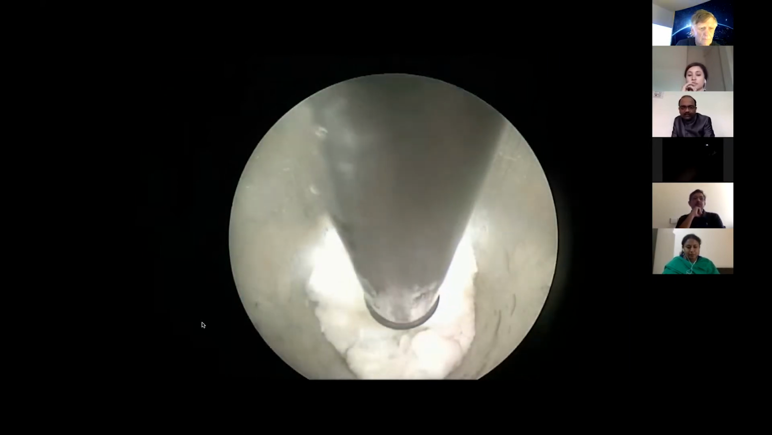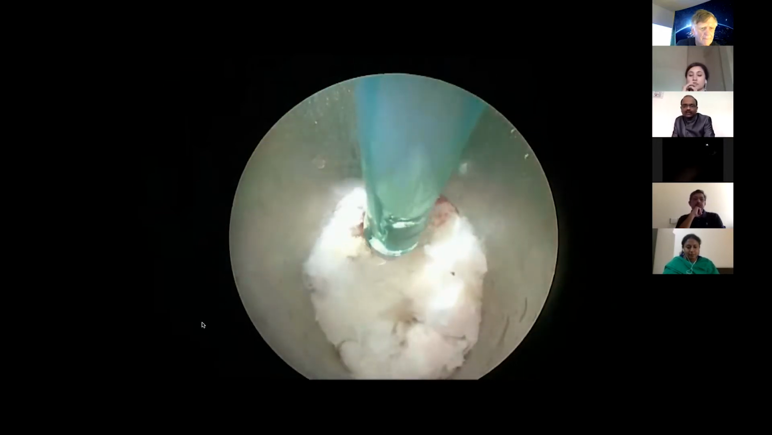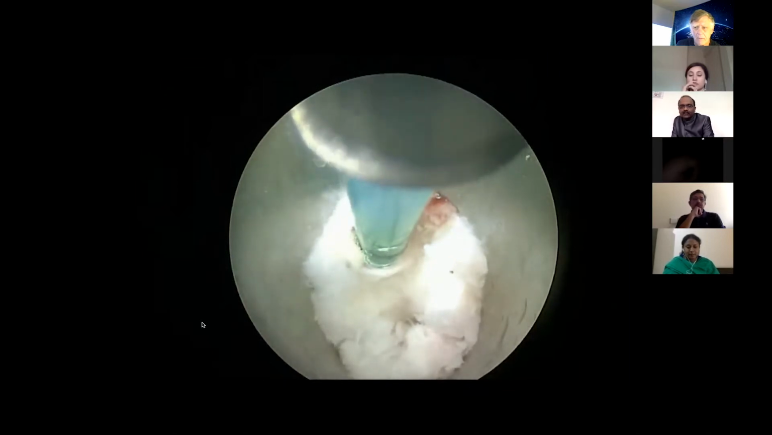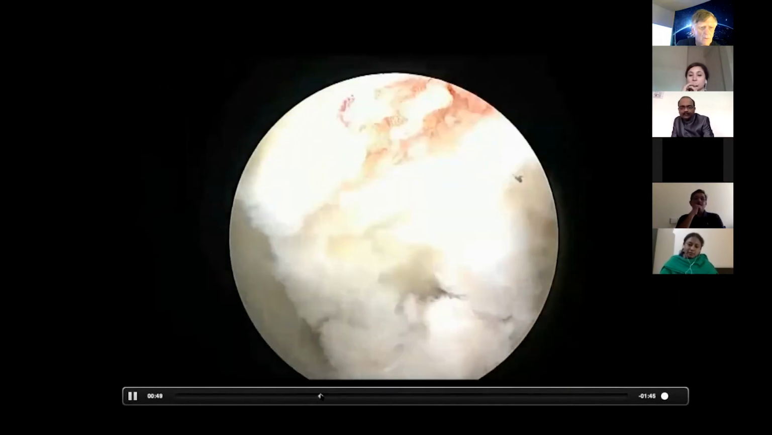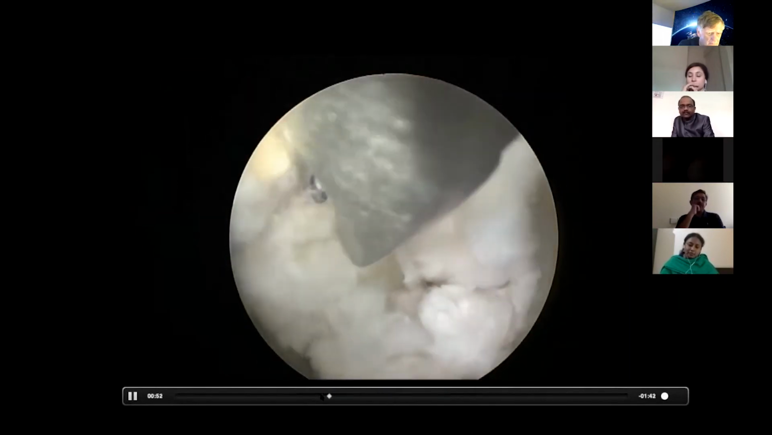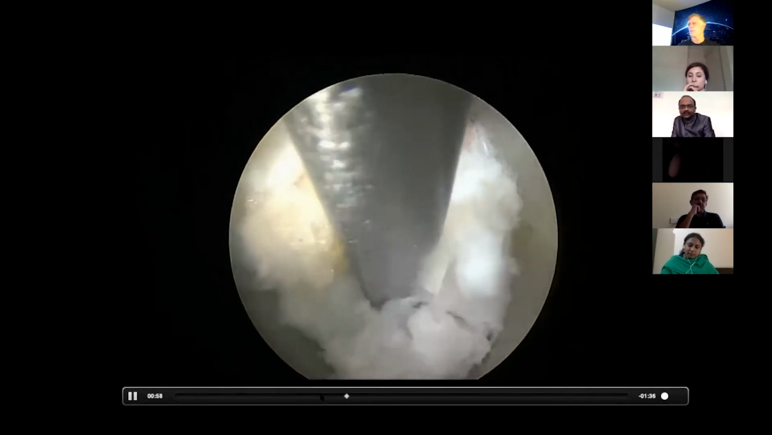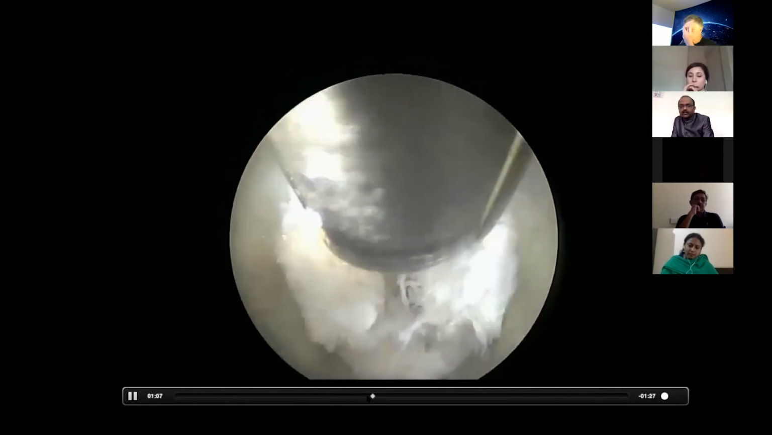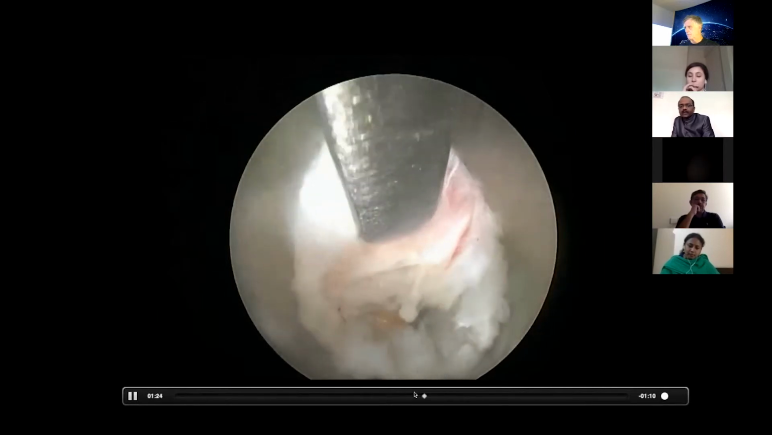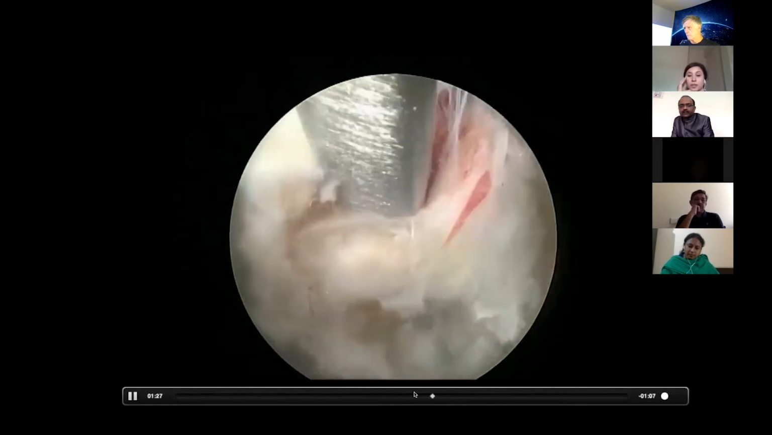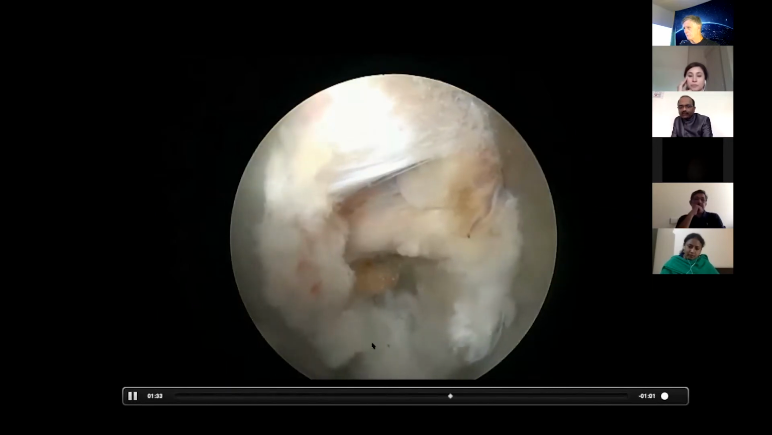So this is the radio frequency ablator I was mentioning. I think you have started to see the PLL now. The epidural fat is seen now. So this is the scissor which cuts the posterior longitudinal ligament. So at the end, you are seeing the nerve root free of compression.